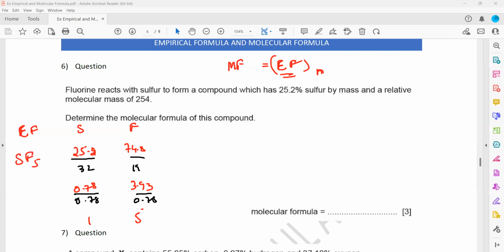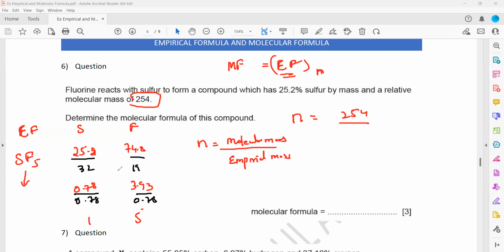Now to work out the molecular formula: molecular formula is empirical formula times N. And what is N? N is molecular mass, which is 254, divided by empirical mass. Empirical mass is from the empirical formula, because the value for N is the relative molecular mass divided by relative empirical mass. So molecular mass is given, 254. Empirical mass is how much?